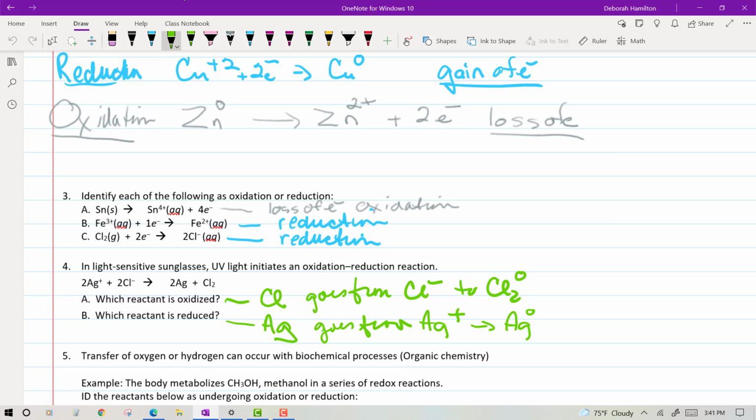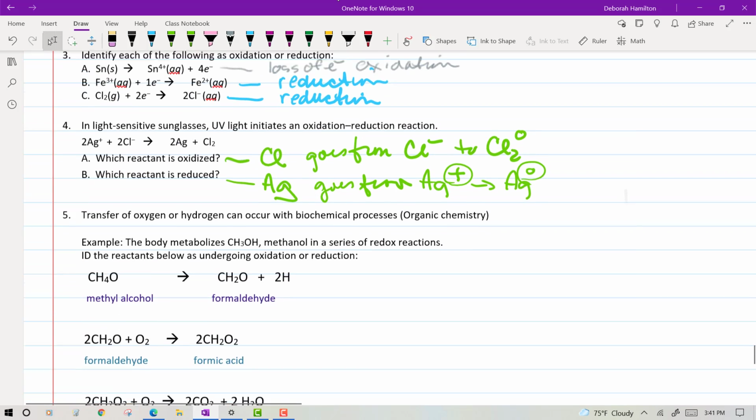In the light-sensitive sunglasses, the silver and chloride ions both become neutral, but one is oxidized and one is reduced. It's the chloride ion that's oxidized, because it does lose those electrons. The Cl- goes to Cl neutral, 0 charge, and the silver goes from the plus to the 0 charge, so its oxidation state reduces. Okay, that's for that one.